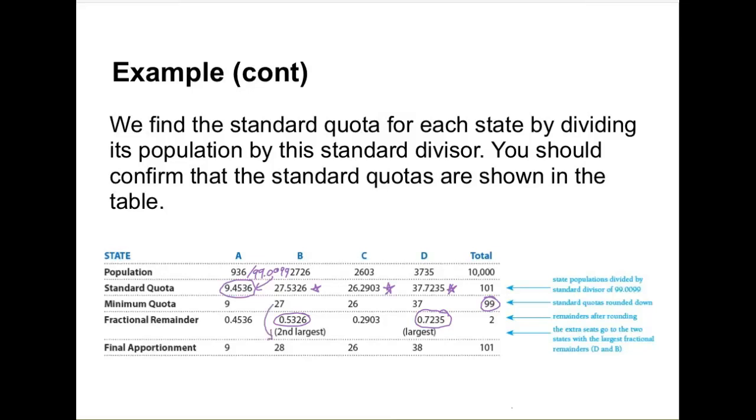And so state B goes from 27 to 28. State D goes from 37 to 38. And then A only gets 9 and C only gets 26. The paradox there being everything stayed the same except we added another seat to Congress, right? And yet state A kind of got the short end of that stick because even though we added a seat to Congress, they lost a seat for their state. So that's an example of the Alabama paradox.